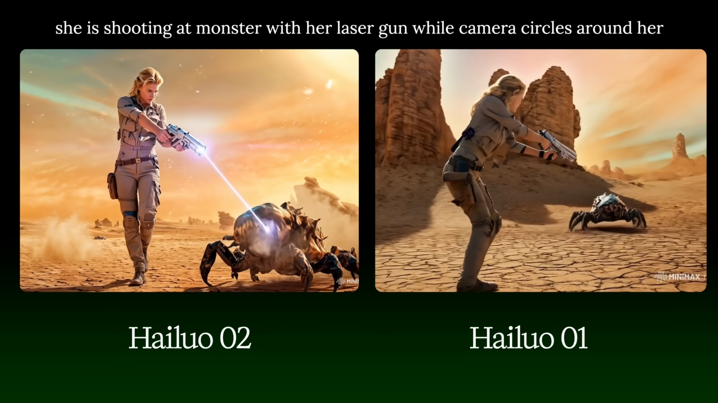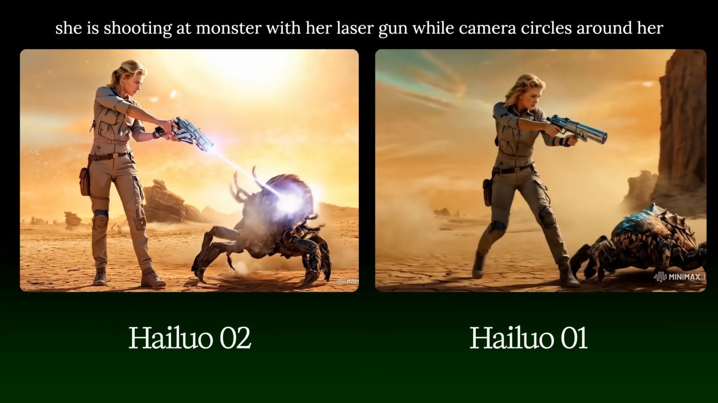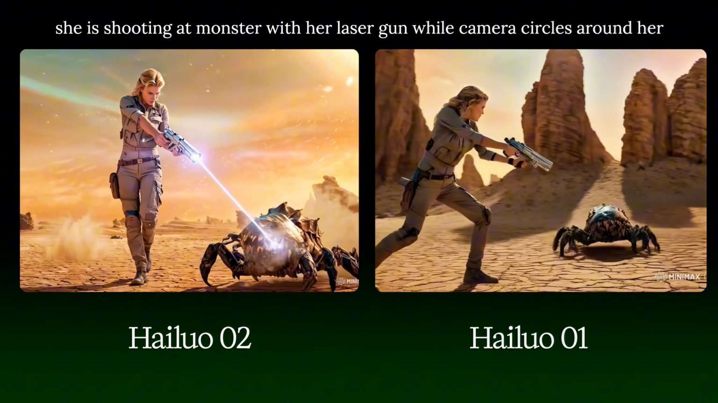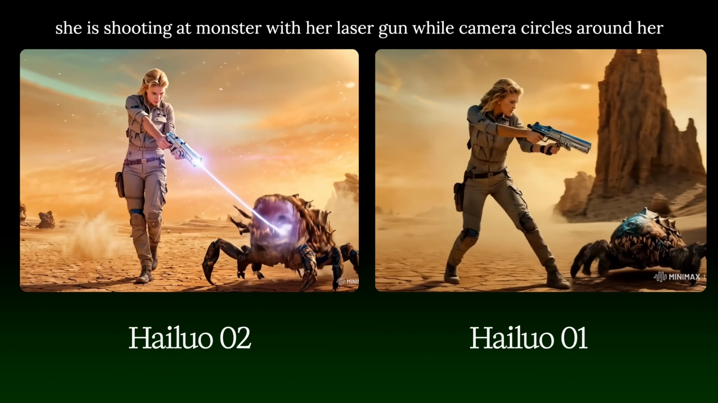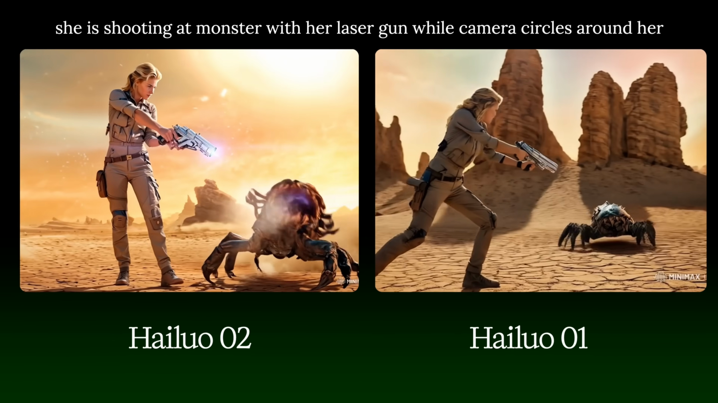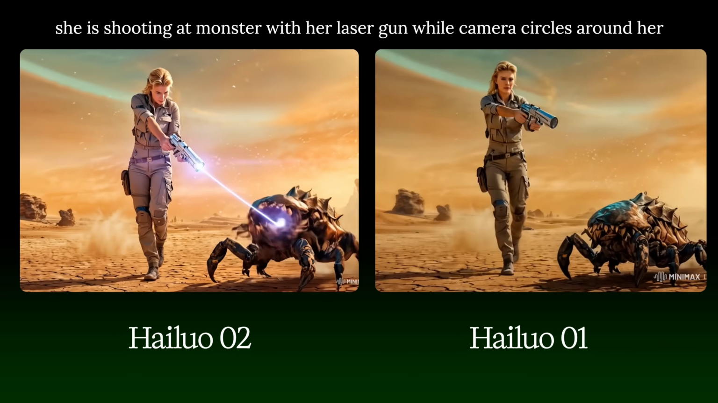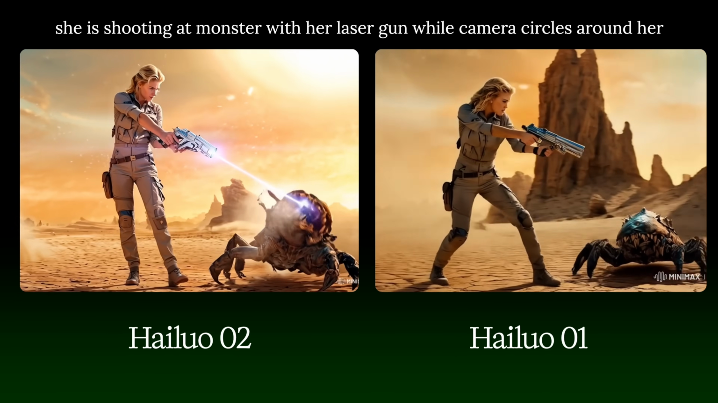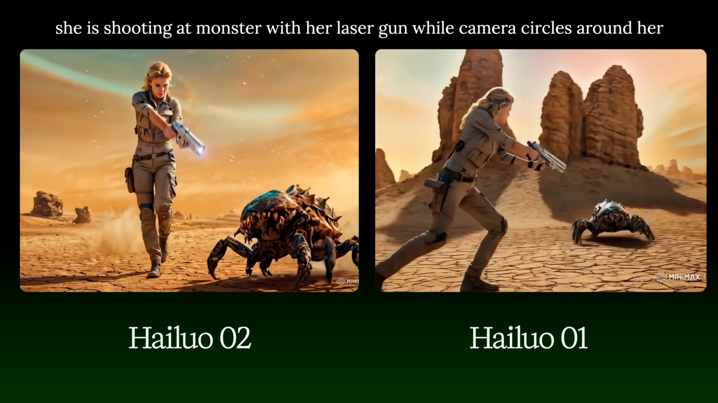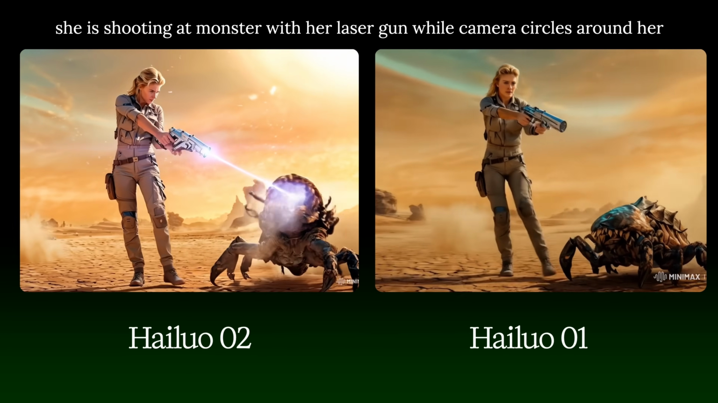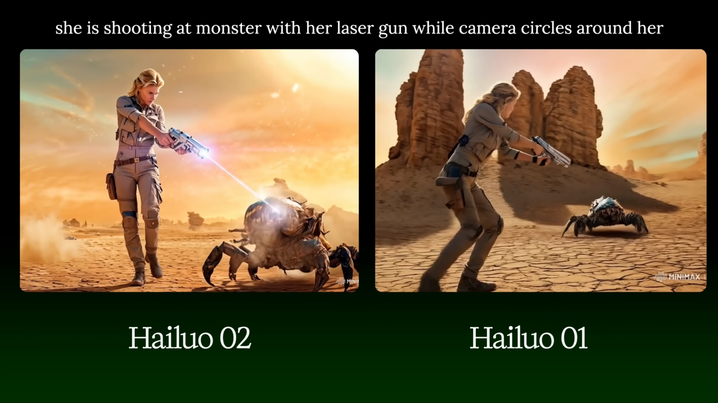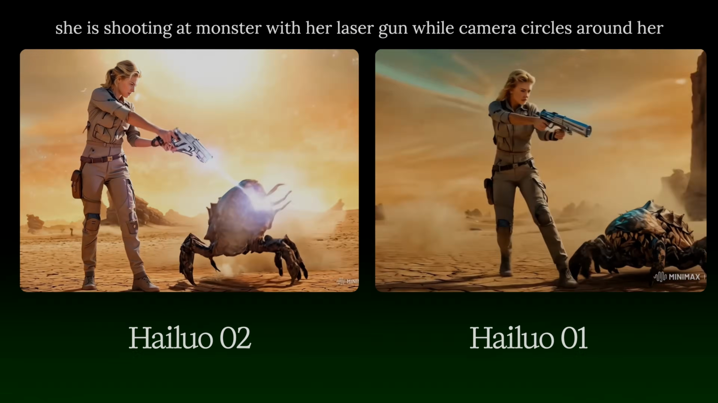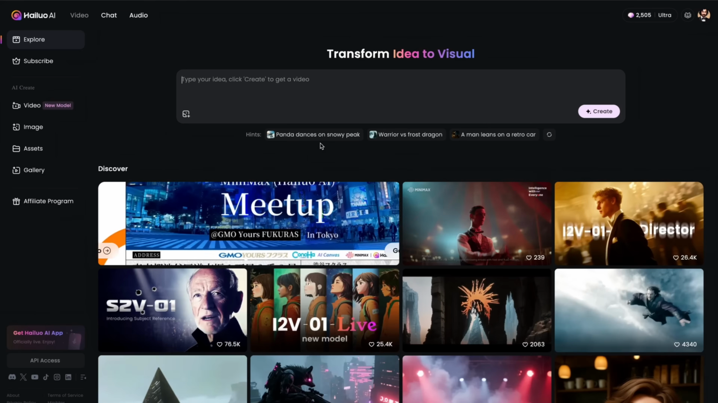In this particular prompt, I wanted her to shoot at the monster with the laser gun. I also asked for the camera to circle around her. For both of the models, the camera motion was superb and on point, but the subject's action, which was shooting the monster, didn't happen on the Hailuo 1 side. And overall, Hailuo 2 shots look much more dynamic, and I feel like the range of possibilities is just widened with the new version.